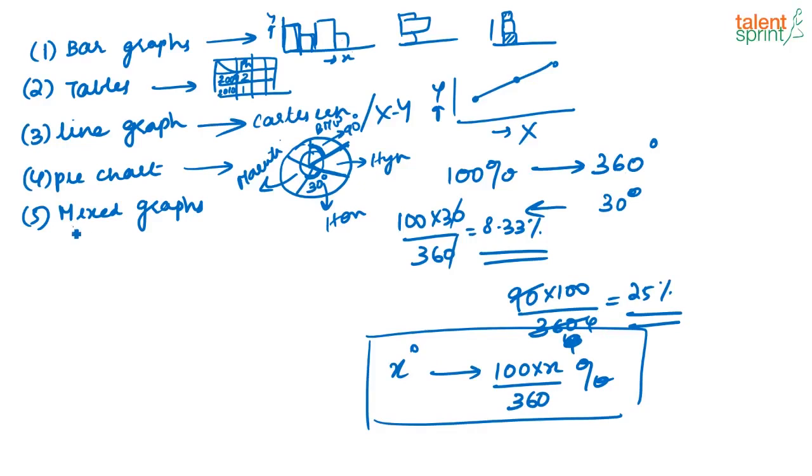Now the last type is called mixed graphs. In a mixed graph, a combination of any of the above graphs is given. Some information would be given in terms of a bar graph and some information in terms of a pie chart. You have to compare these two and find the answers. We will look at these in detail when we solve the questions, but I hope you have a basic idea now.